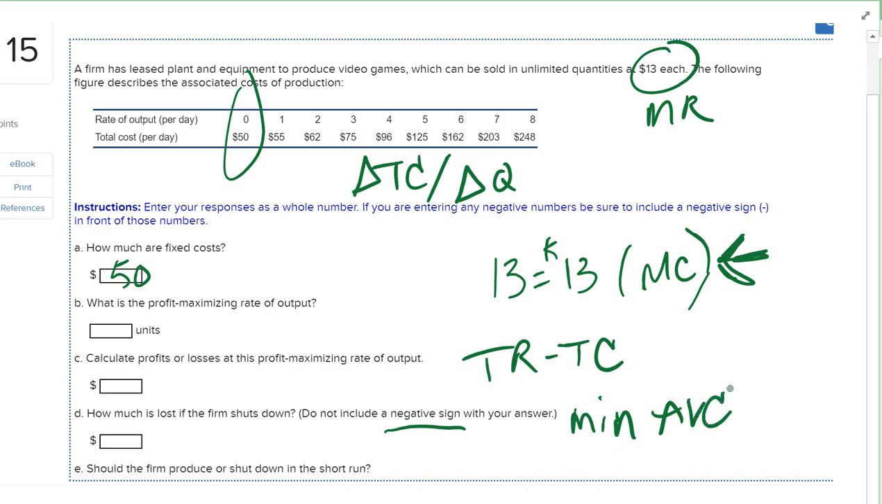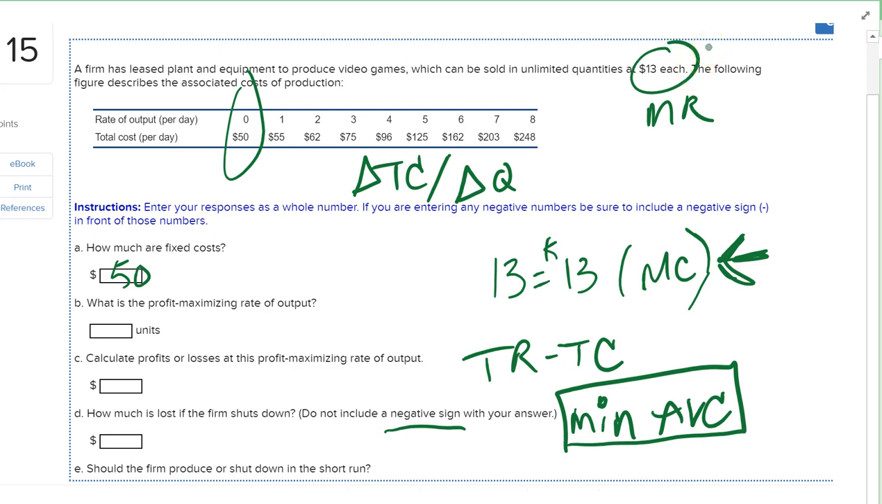So you're going to do all of those calculations, find minimum average variable cost, and you can calculate how much is lost if they produce at that shutdown price. And then finally, should they produce or shut down? If that minimum AVC is $13 or more, they should stay in business.